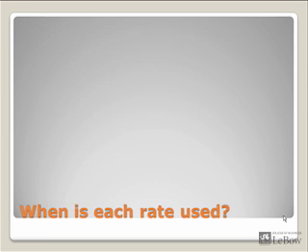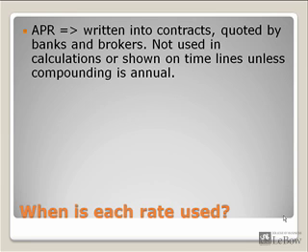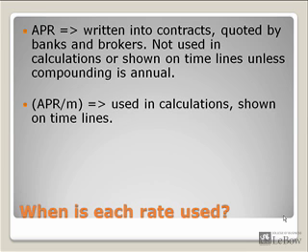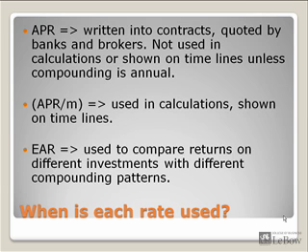It's useful to know when each of these interest rates is used. We've already talked somewhat about it, but let's summarize. The APR is written into contracts. It is quoted by banks and brokers. It is not used in calculations or shown on timelines unless compounding is annual. The APR over M, or the periodic rate, is used in calculations and shown on timelines. So this is the key rate that we're going to be using in our time value of money calculations. And the effective annual rate is used to compare returns on different investments with different compounding patterns.